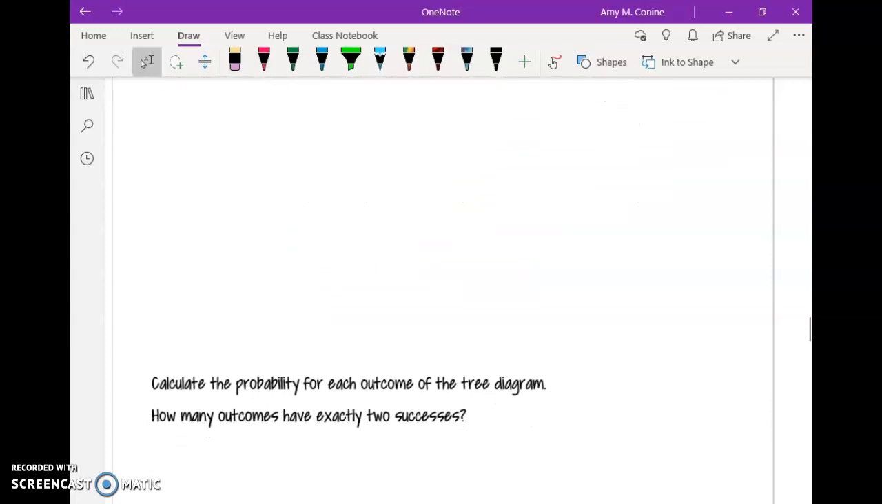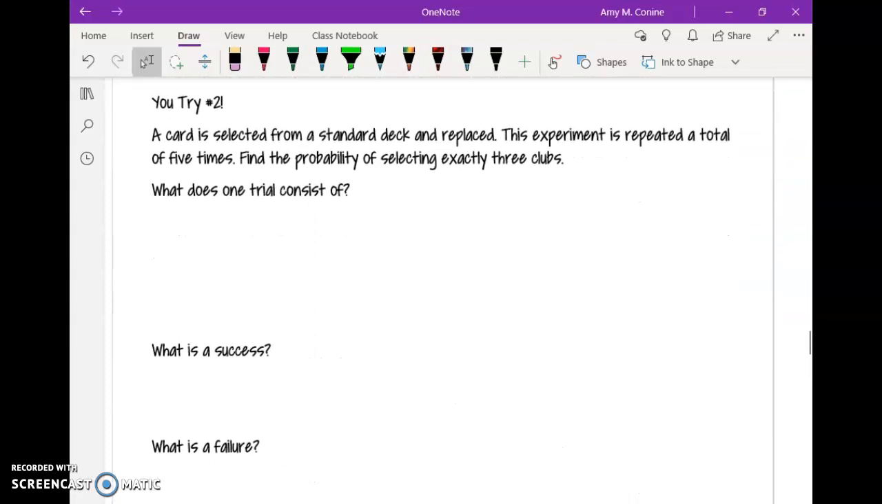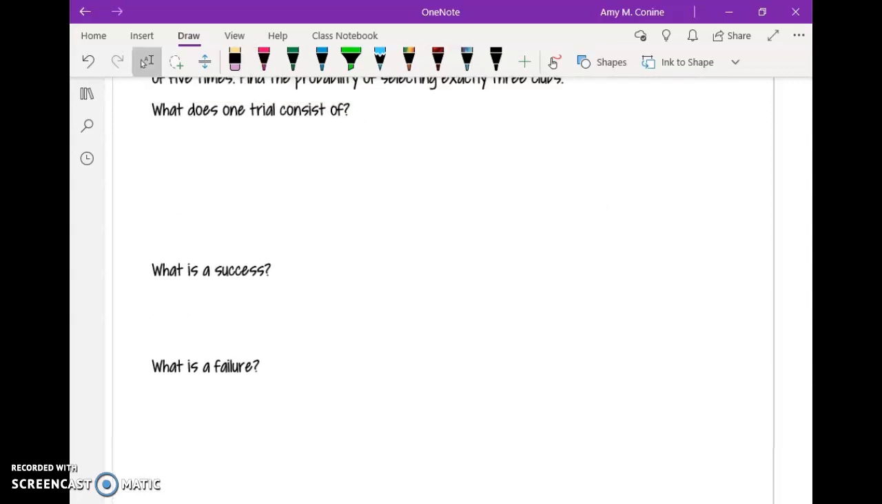All right, we're going to jump down to You try 2. So a card is selected from a standard deck and replaced. The experiment is repeated a total of 5 times. Find the probability of selecting exactly 3 clubs. So we're going to jump down to this part. What does one trial consist of? We're just going to put in some information that we know. How many trials are there? We know that there are 5. Okay. We know a success is P. And we're going to stop there.